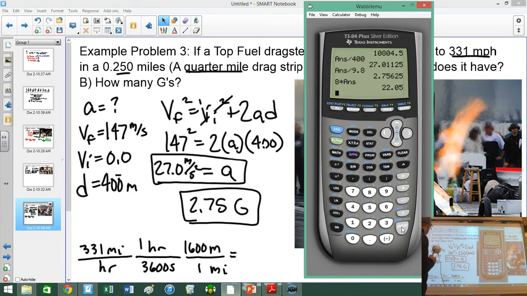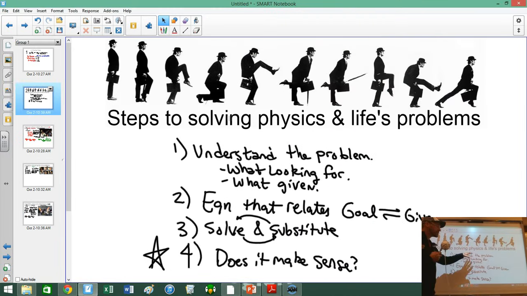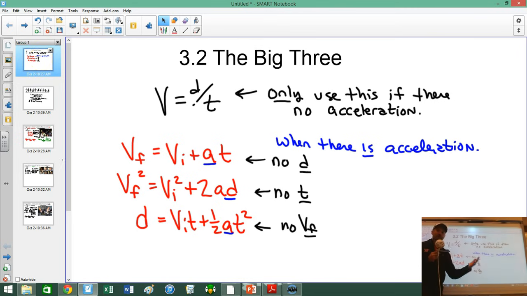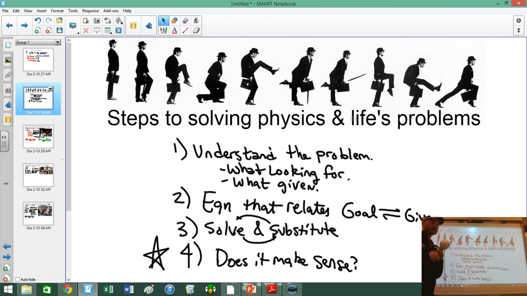So just kind of in summary, understand the problem. Look for keywords like standing still, stopped. Those mean things. What's the thing we're actually looking for? Try to equate that to one of the big three. We're going to get more and more equations, and this flowchart is going to become more and more important. How do you find what you're looking for? And then, does it make sense? Again, the most important part, does it make sense?